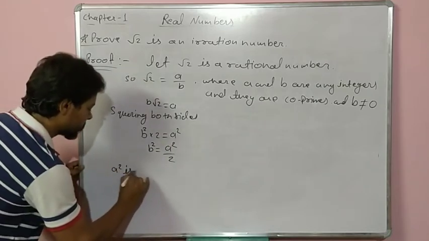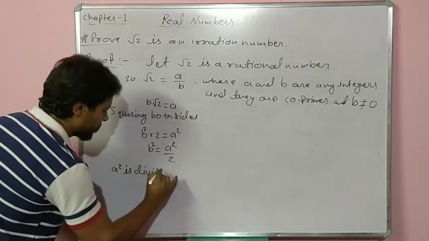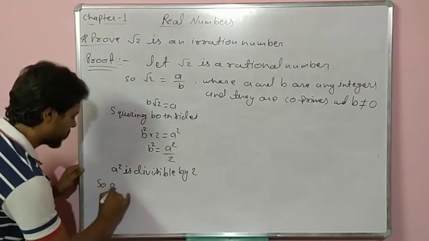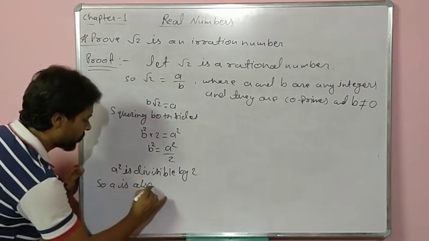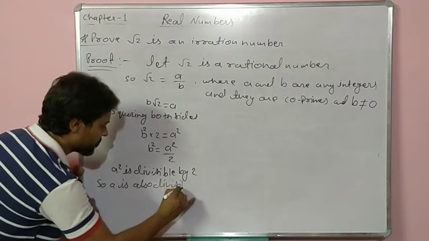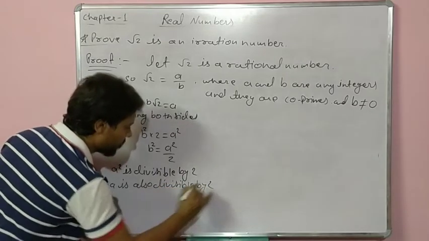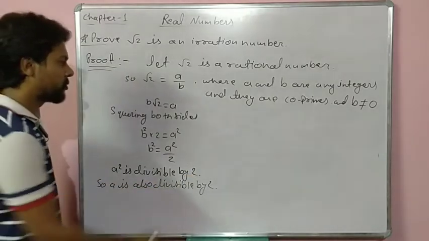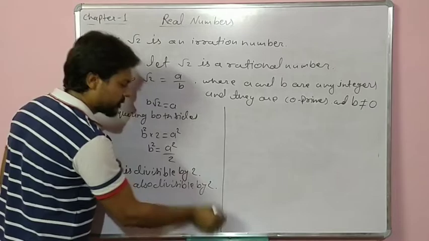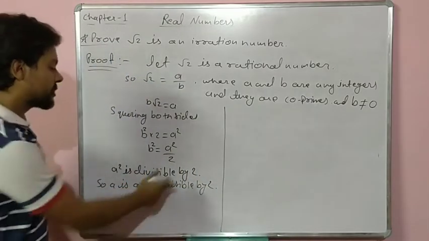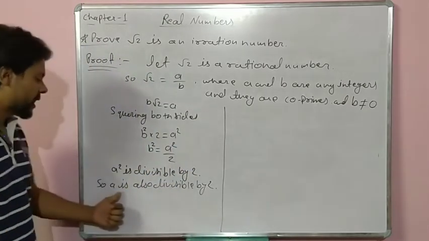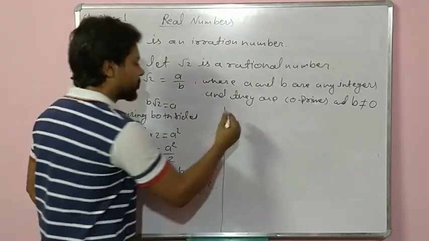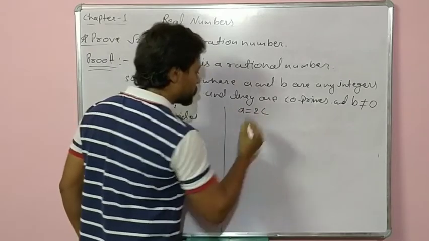A square is divisible by 2, so a is also divisible by 2. Okay, if a square is divisible by 2, a is also divisible by 2. How I will use this? I will take 2 as the factor of a. If any number is divisible by 2, of course 2 is the factor of that number, so I can represent a as 2c.